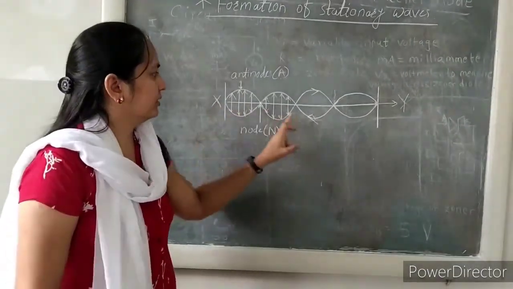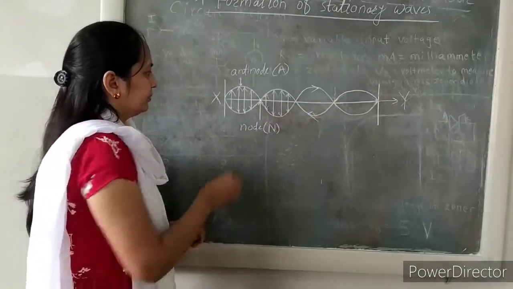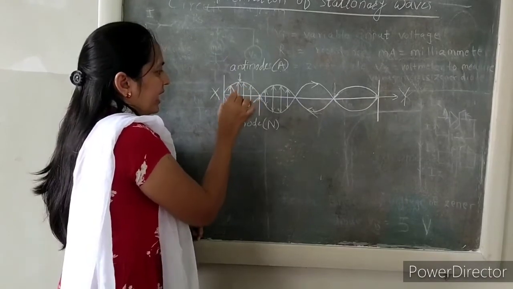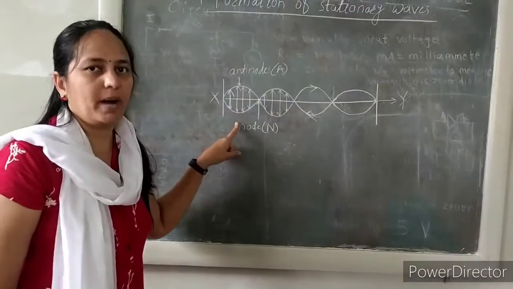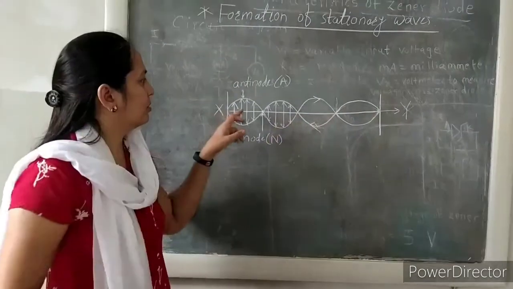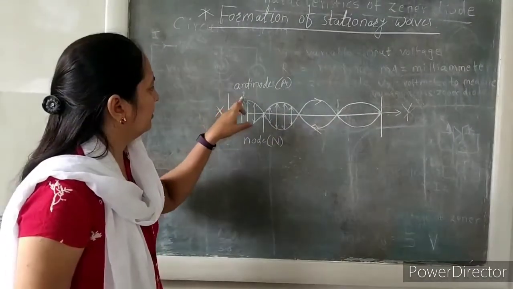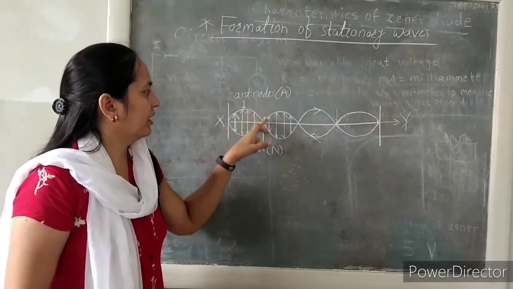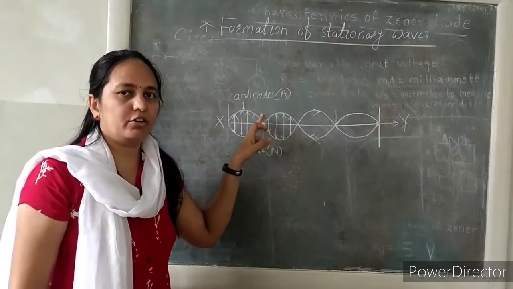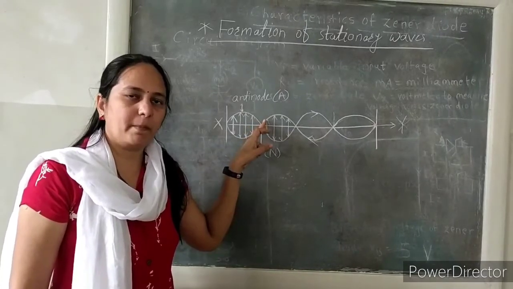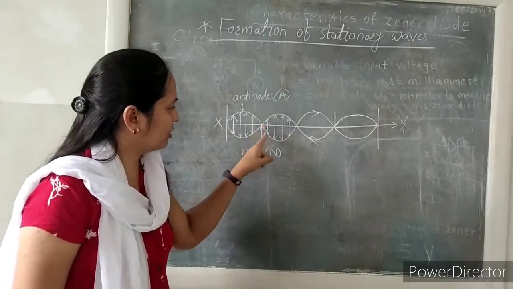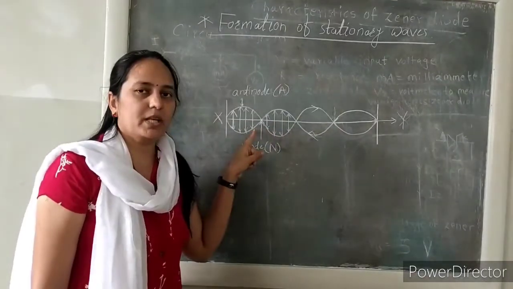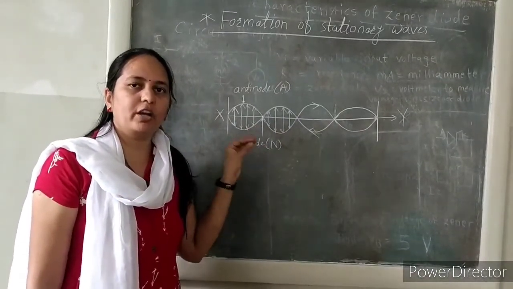So this is the stationary wave, and this double-sided arrow indicates the motion of the particles on the string. Here this point denotes the antinode. Antinode means the displacement of a particle, or you can say the amplitude of a particle, is maximum, and these are the nodes. Nodes mean the displacement of a particle is zero or minimum.